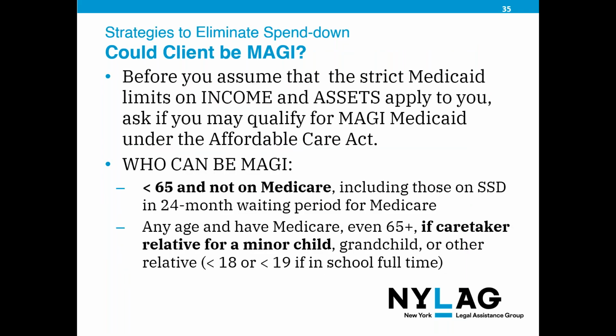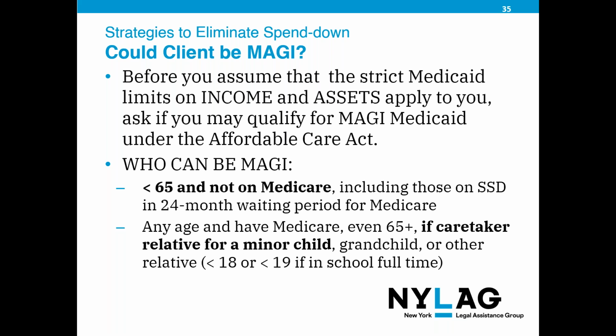So one of the strategies we want to think about when we're talking about someone who would have excess income or excess assets is to think about, well, could that client be in another category of Medicaid? And this we call the MAGI Medicaid category. And these are people eligible under expansion Medicaid under the Affordable Care Act, also known as Obamacare. And MAGI stands for Modified Adjusted Gross Income.